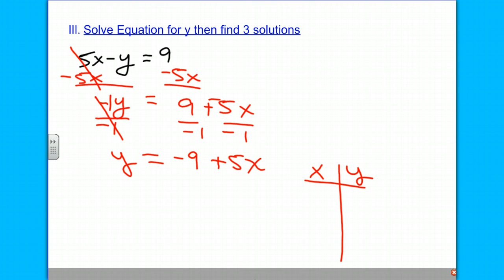What's the easiest number on the planet to plug in? I heard 1 and I heard 2. Do something easier. 0. 0 is my favorite number to plug in.